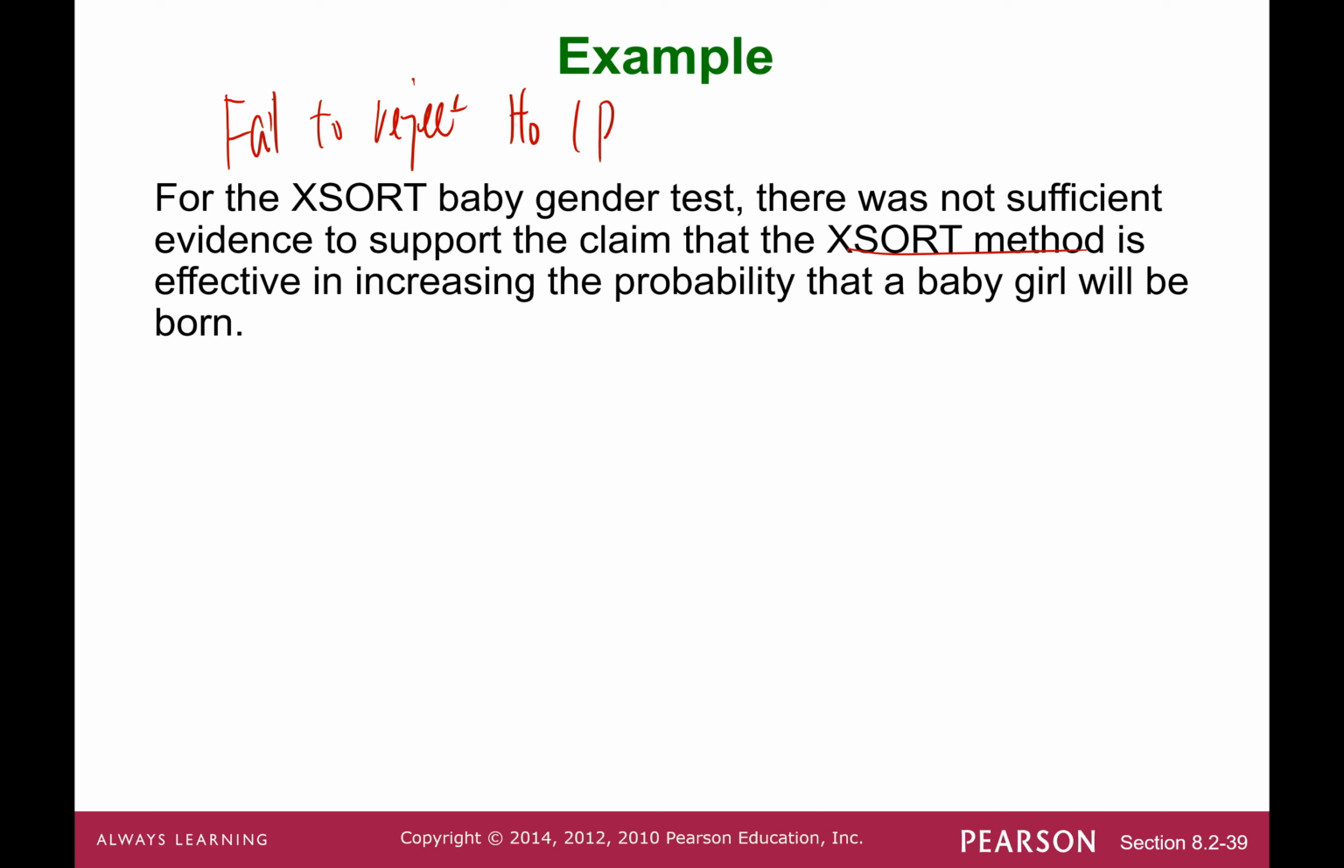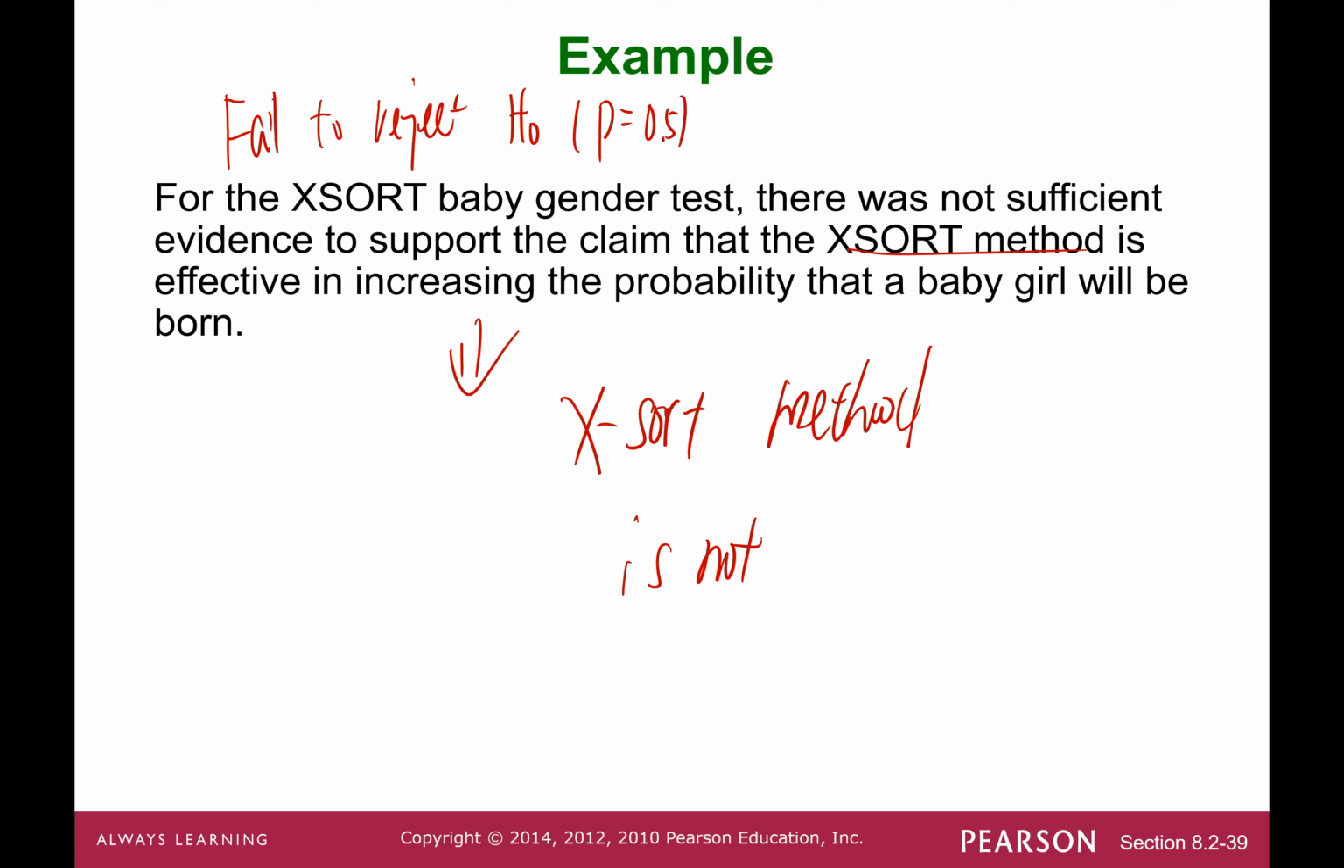H0 is p equal to 0.5. p equal to 0.5 means the probability of having a baby girl is 50% and the probability of having a baby boy is 50%, which always happens without using the method. So this XSORT method is not effective, right? Put in really simple language, the XSORT method is not effective in terms of improving the probability of having a baby girl.